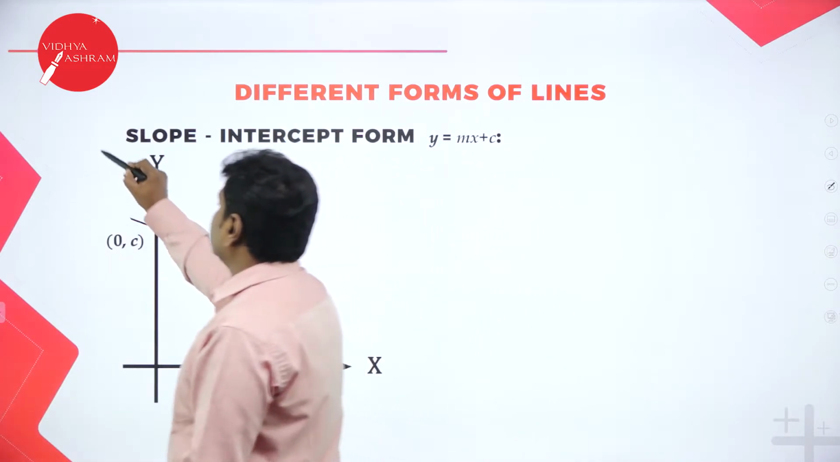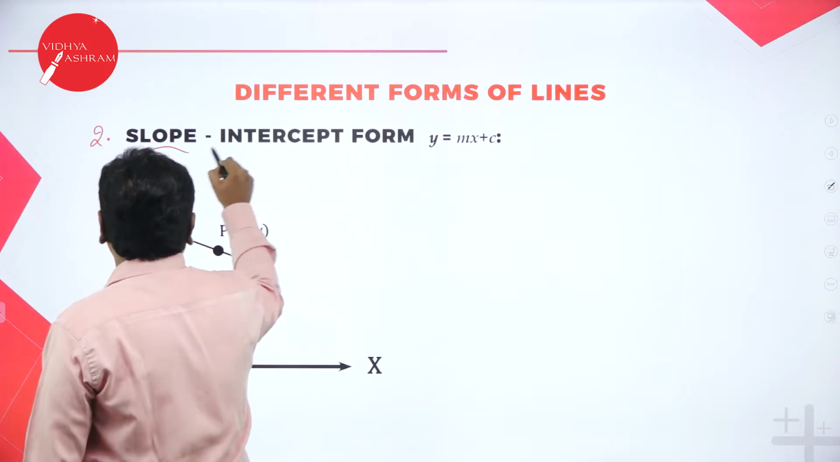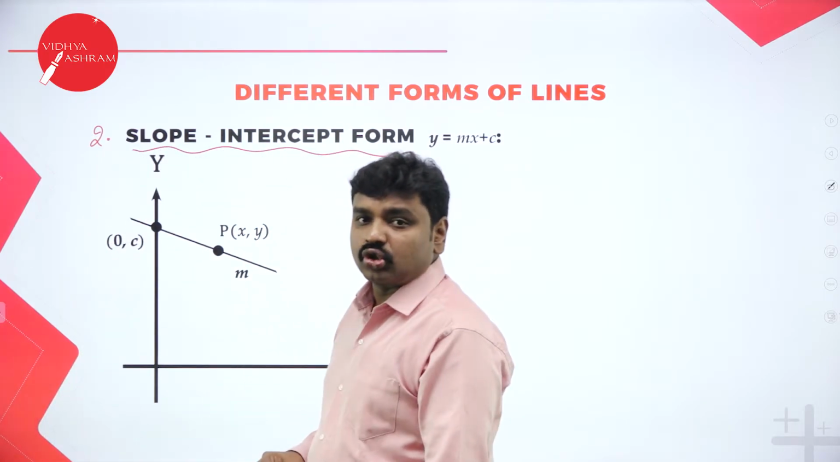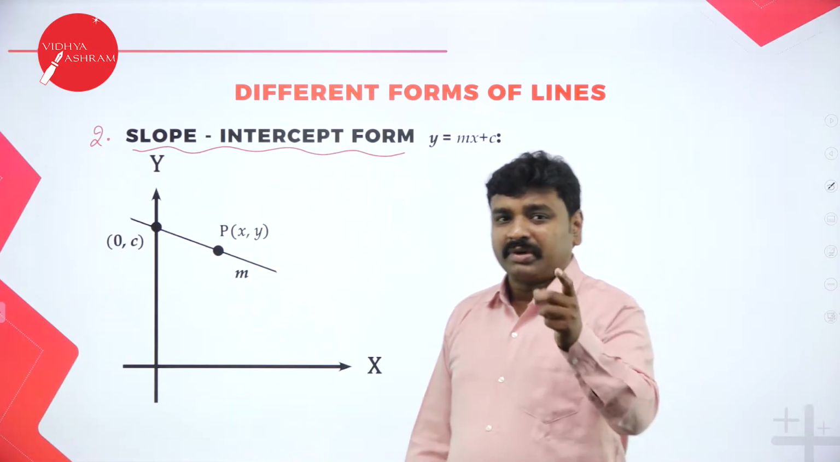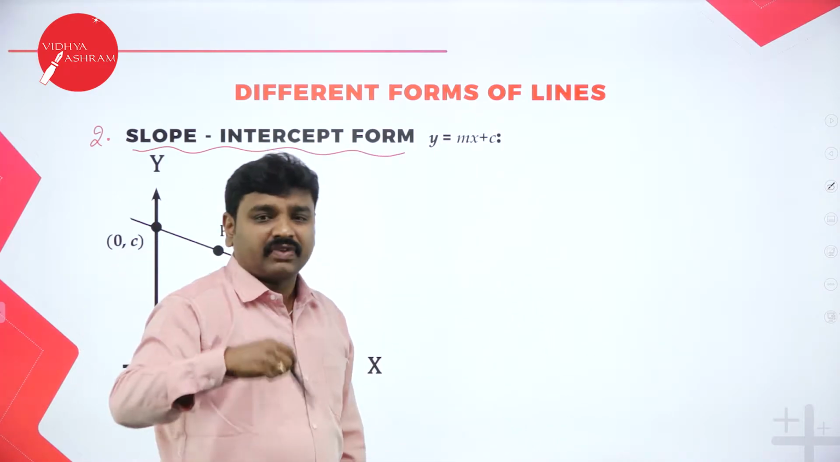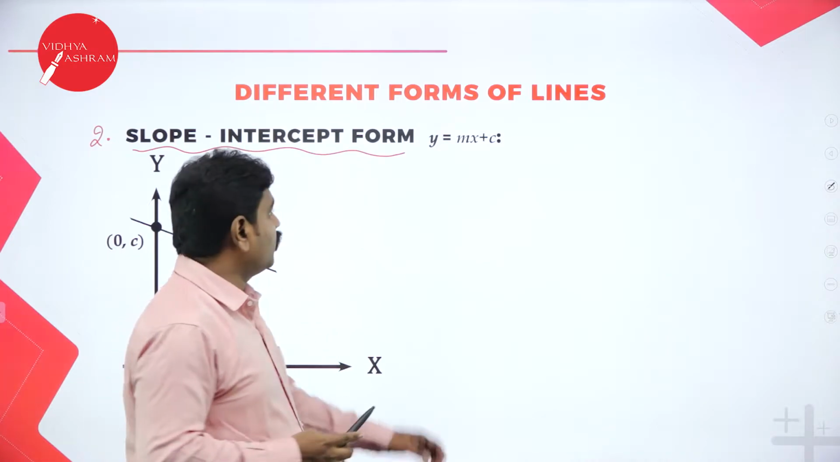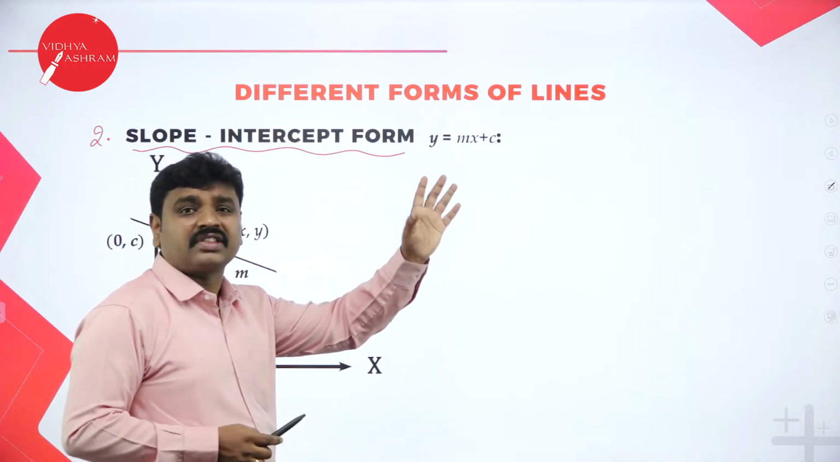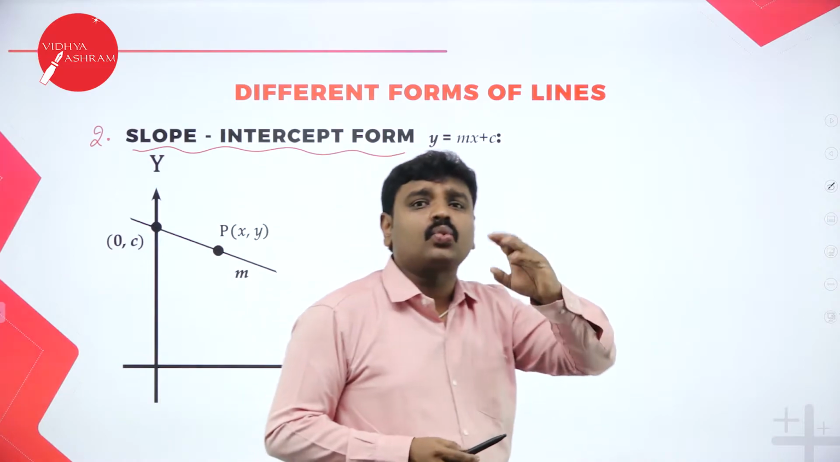Now we'll go to the second form. What is the second form? Slope-intercept form. I told you in my last session, intercept means what? The point where line cuts y-axis or x-axis. Now we will take y-intercept. Y-intercept means the point where line cuts y-axis.